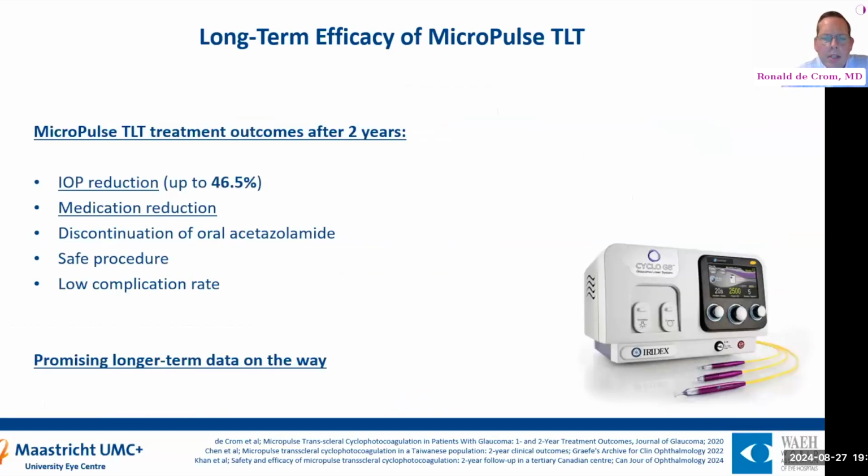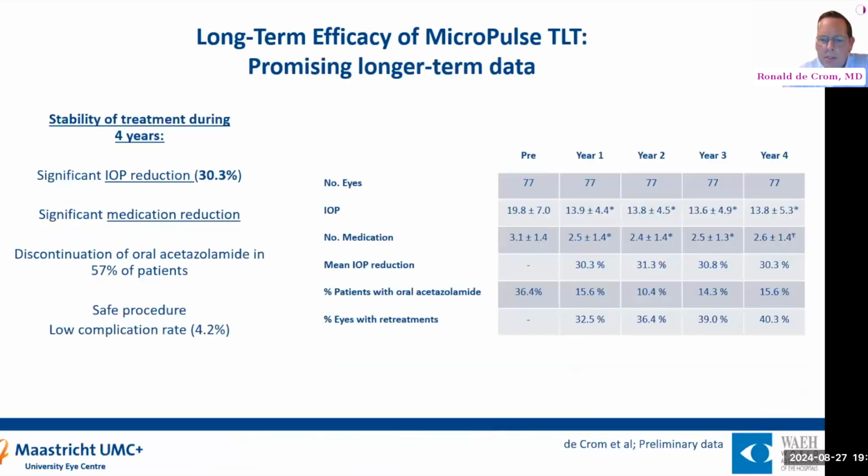So if you look at the efficiency of the MicroPulse and the outcomes after 2 years, we can say that you can get an IOP reduction up to 46%. There is also a good medication reduction and a great chance of discontinuing the use of oral acetazolamide. Besides that, you can safely perform it in your patients. But it's still only 2 years. Fortunately, there are some promising longer-term data on the way.